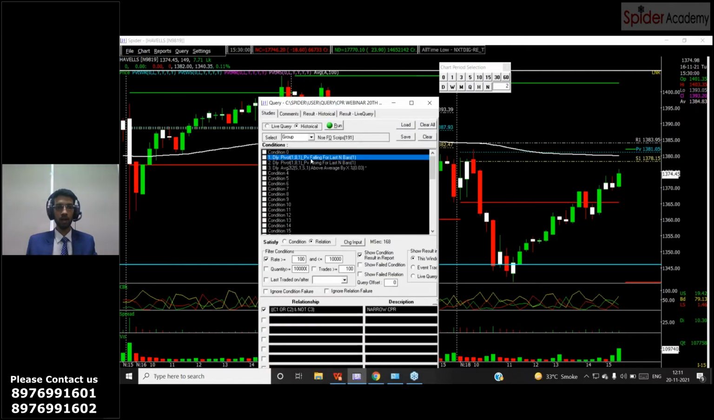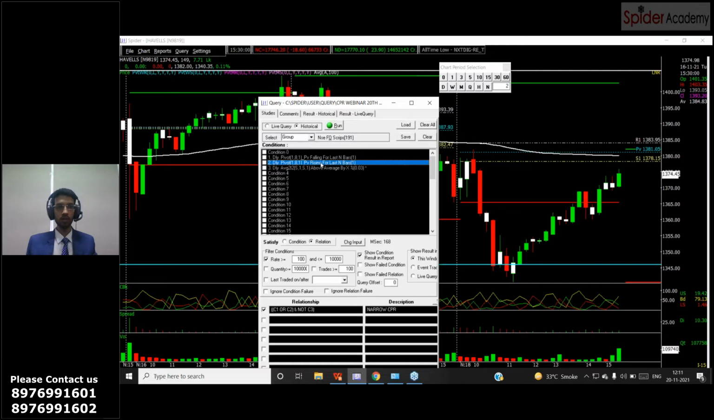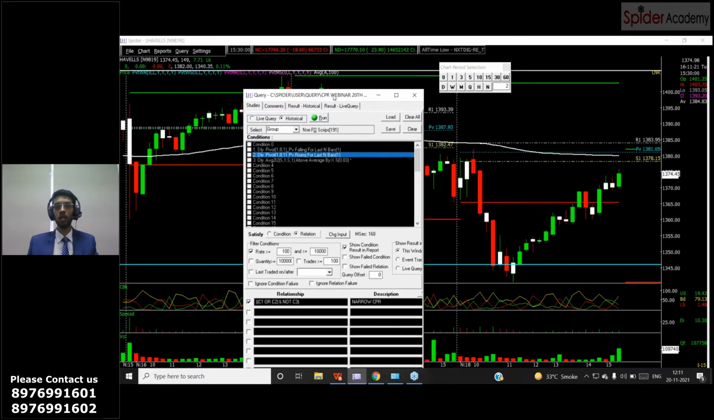You can see I have added up here rising from last n bars, which means I have chosen first falling from last n bars, which means I'm comparing that today's pivot is falling as compared to the previous day pivot. Okay, so this is the one condition. And on the second condition, I choose pivot which is rising for last n bars, which means current day pivot is rising as compared to the previous day. So यहाँ पे दो पॉसिबिलिटी हमें मिल गई है.